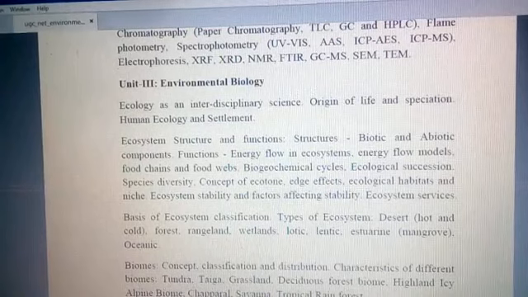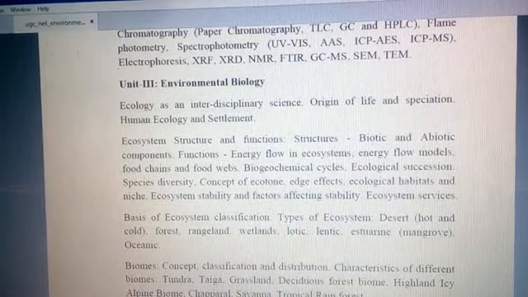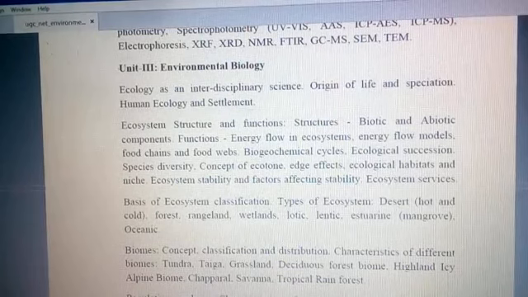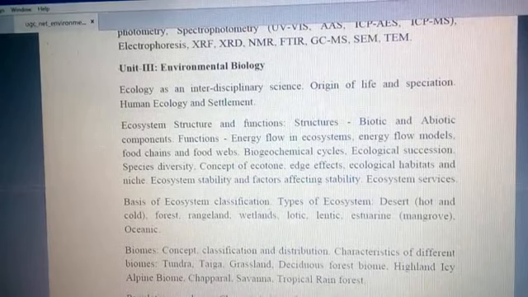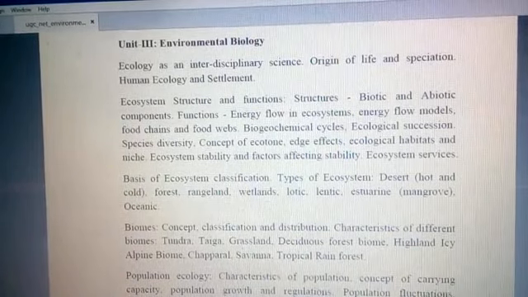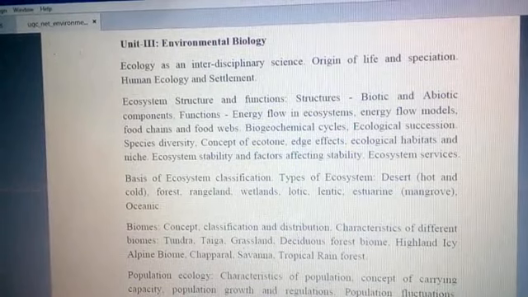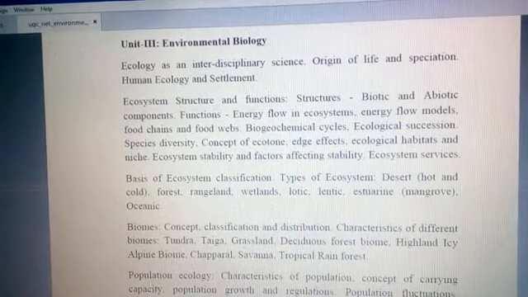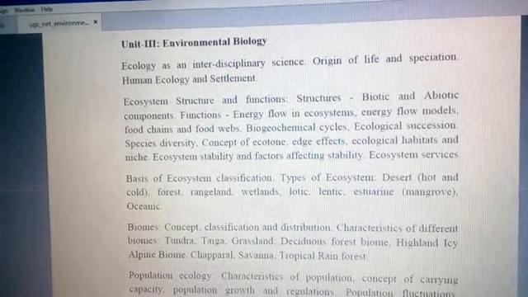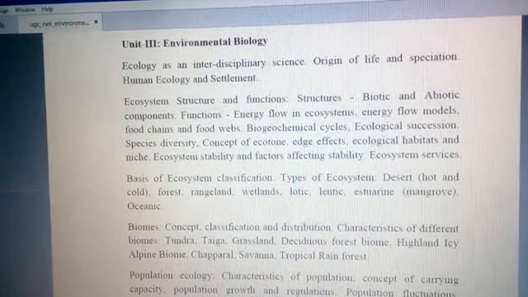And the next one is the basis of ecosystem classification, types of ecosystem: the desert, the hot and cold desert, forest, rangeland, wetlands, lotic and lentic, estuarine, mangrove, and ocean. Next one, the biomes: concept of biome, classification, distribution of the biome, and the characteristics of different biomes. Desert, tundra, taiga, grassland, deciduous forest biome, highland, icy alpine biome, chaparral, savanna, tropical rainforest.